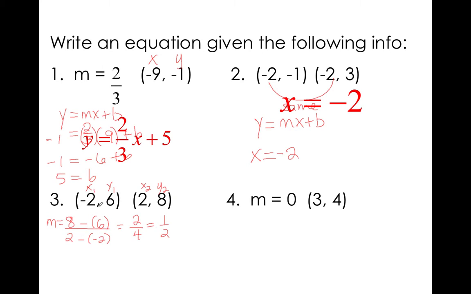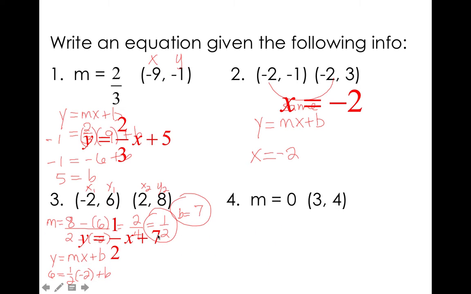And then we can actually take one of these points, and I always say take the first one, plug it in, and you end up getting 6 equals 1/2 times -2 plus b. And we see that your b will come out to equal 7. And so when we take this and plug it in, we end up getting y equals 1/2 x plus 7.